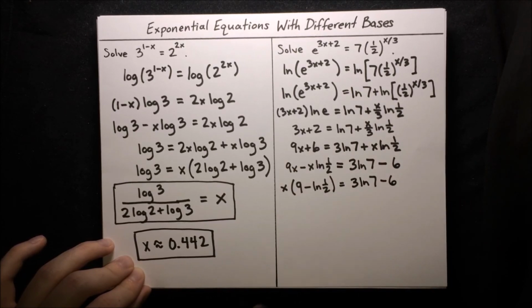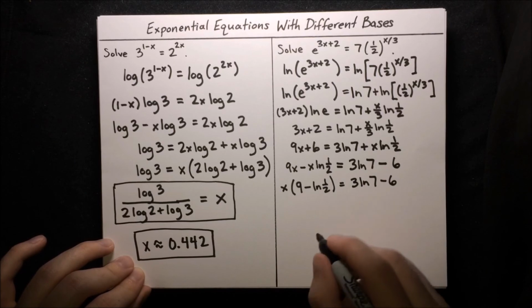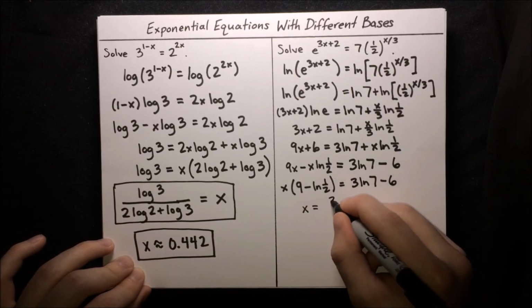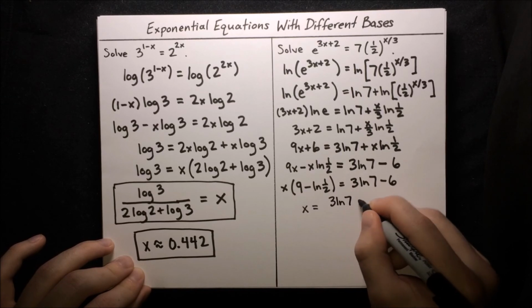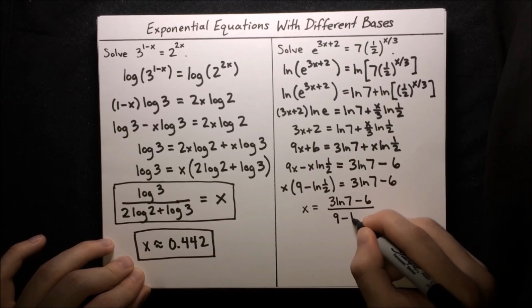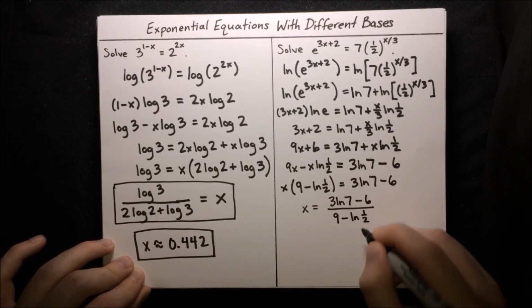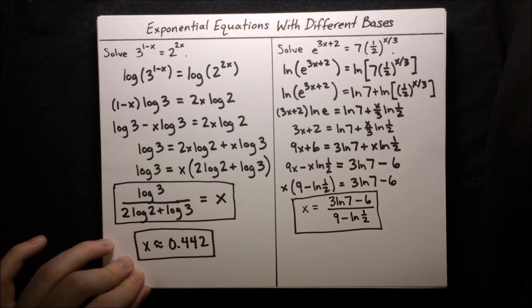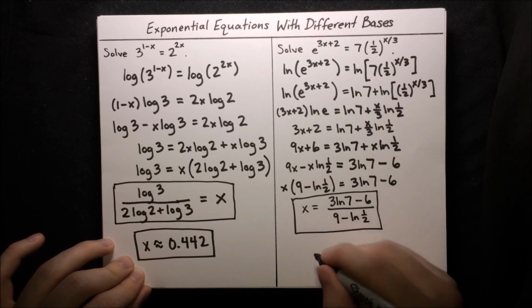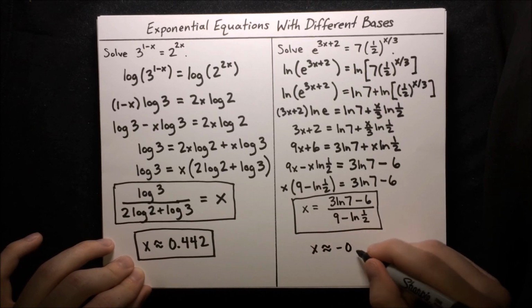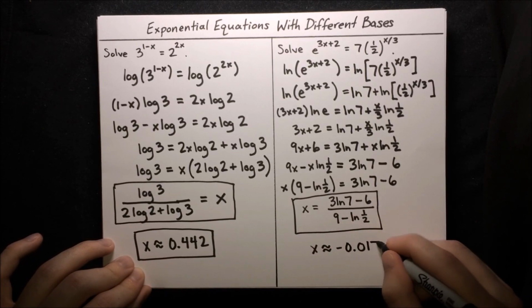And finally, divide by that expression that's multiplying the x. So we get x is equal to (3 natural log of 7 minus 6) over (9 minus natural log of a half). And there we go. There is an exact solution. We can punch this into our calculator to approximate it, and we get that x is approximately negative 0.017.